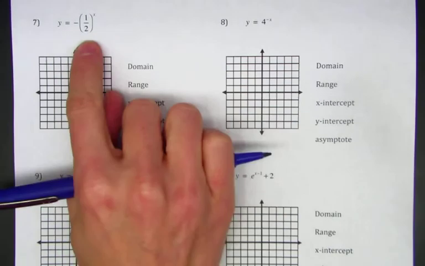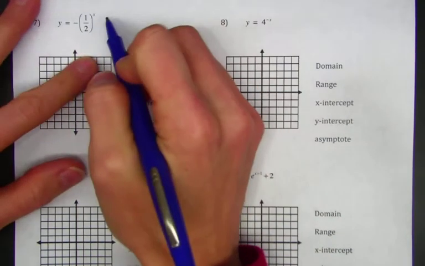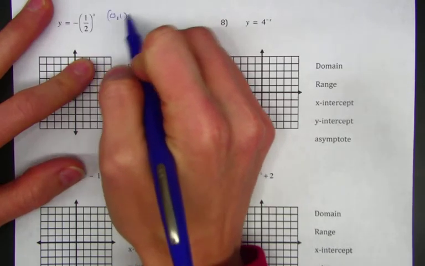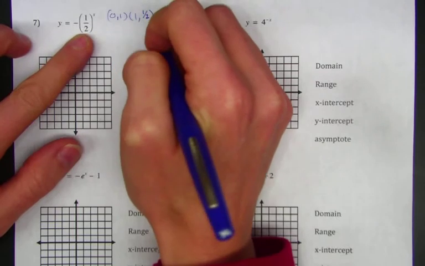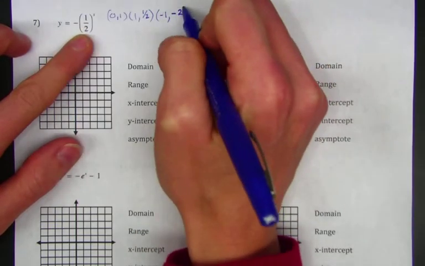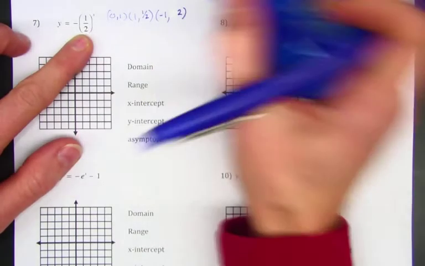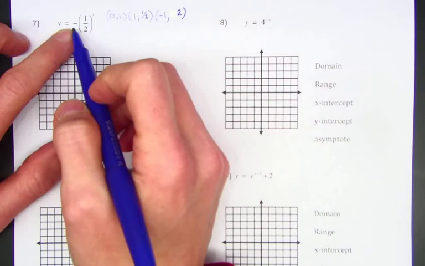Here our parent function is (1/2)^x, so that is going to give us the points (0, 1), (1, base), and (-1, reciprocal of the base). All right, and then what happens is we have this negative in front, okay?